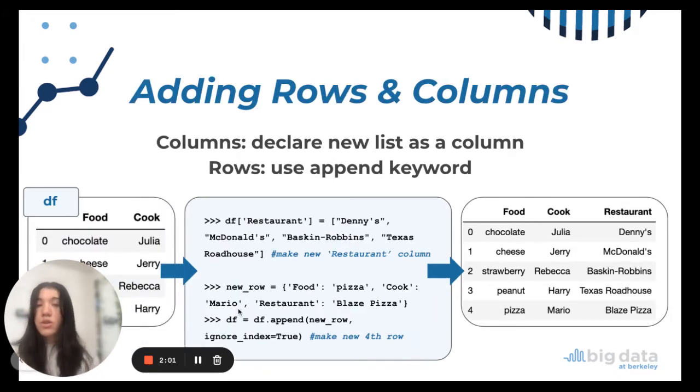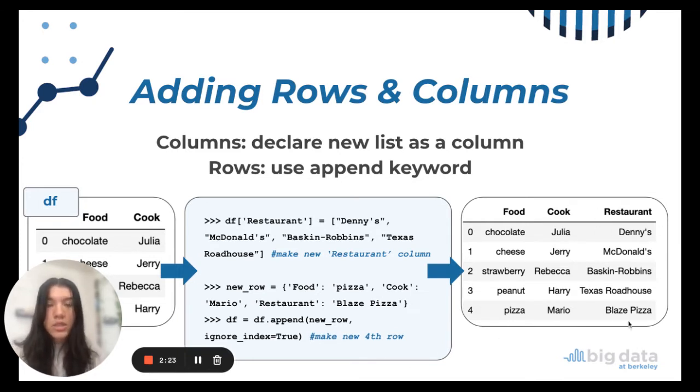And once we have our table, we can continue to add rows and columns. Columns, we declare new lists as columns, and rows, we use the append keyword. So we start off with our data frame from our last slide with our food and cook columns, and we want to add a new column called restaurant.